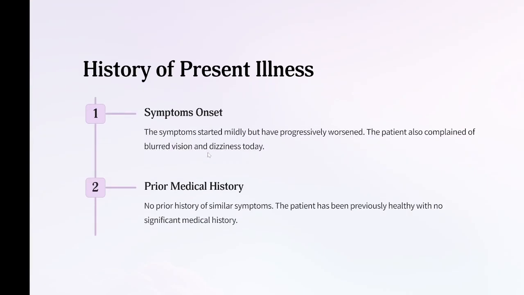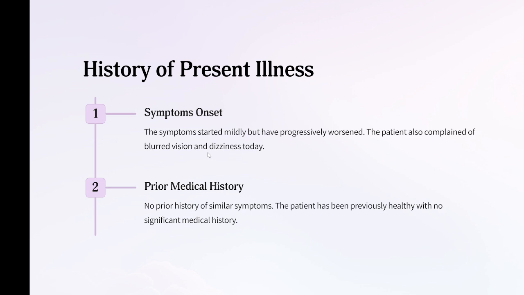History of present illness: the symptoms started mildly but have progressively worsened. The patient also complained of blurred vision and dizziness today. No prior history of similar symptoms. The patient has been previously healthy with no significant medical history.